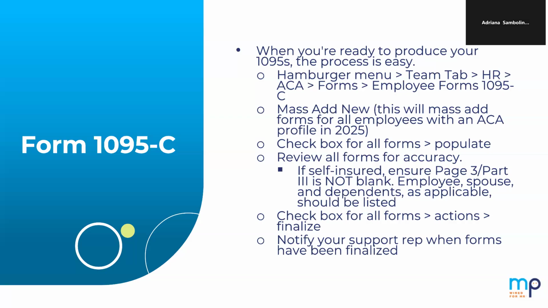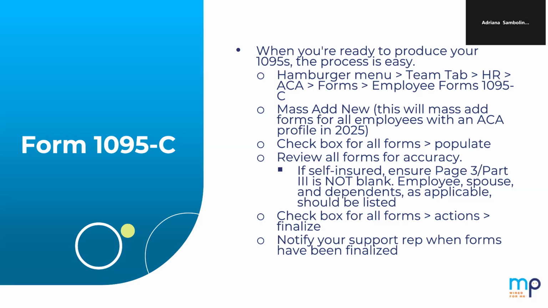If you're self-insured, the biggest thing to look for is to make sure page 3, part 3 is not blank. It should have the employee and their spouse and or dependents, as applicable for whatever coverage they have. All of that should be on there with social security numbers and birth dates. So if you're self-insured, that's the biggest thing to check for on the forms, to make sure all of that is populated. After that, all you do is check a box and mass finalize.